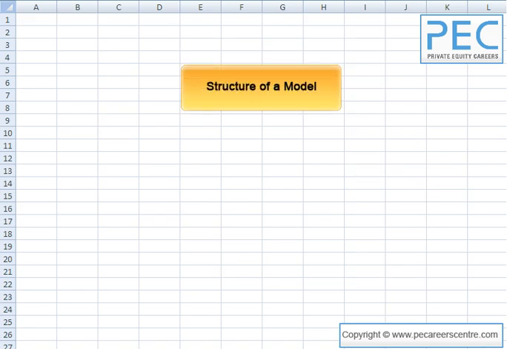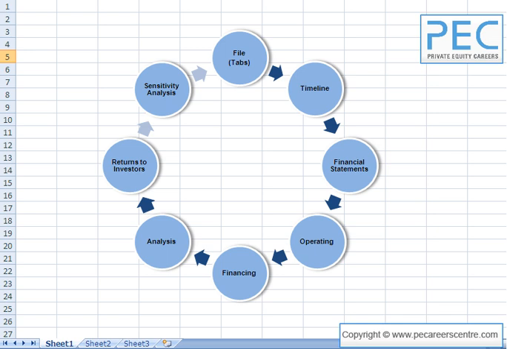Structure of a model. This is a summary of the steps to follow. First of all, set up the names of the tabs in your file, the timeline, the financial statements, the operating assumptions, the financial assumptions, the analysis, the returns to investors, and the sensitivity analysis.